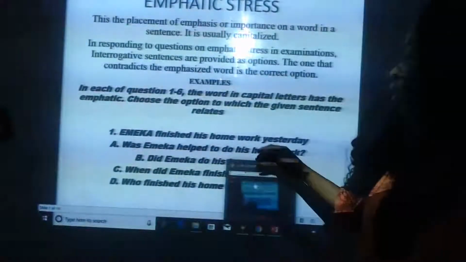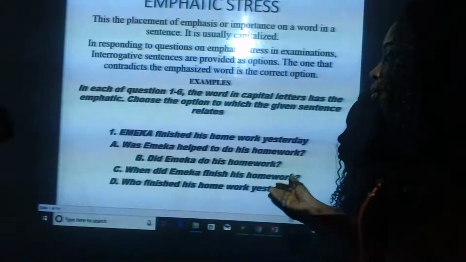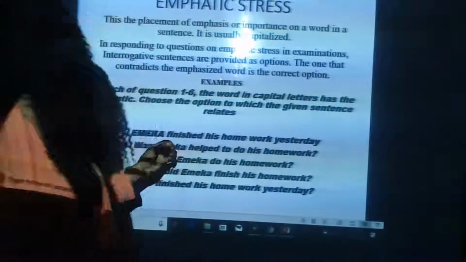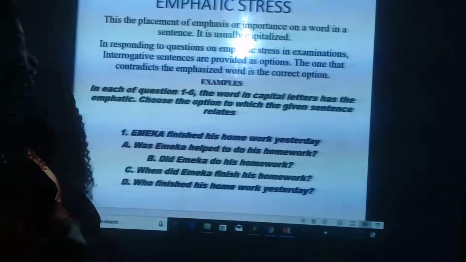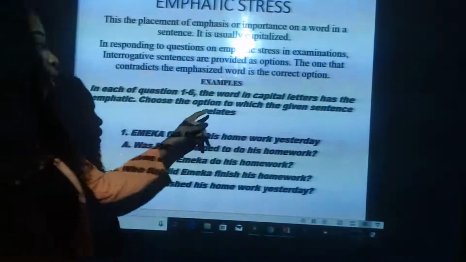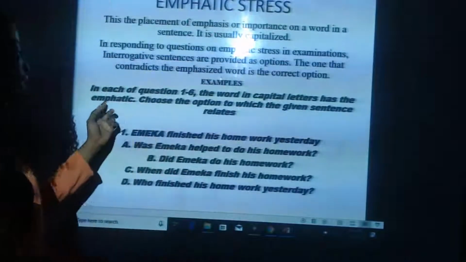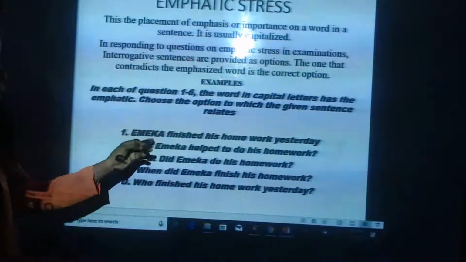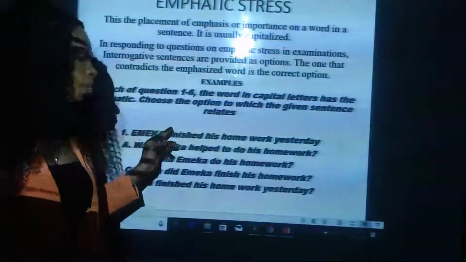And in responding to emphatic stress questions in your examination, they always come with the options as interrogative sentences. They are sentences that ask what? Questions. So the options always come with what? Interrogative sentences. For example, let's look at this. In each of the questions 1 to 6, the word in capital letters has the emphatic stress. It is simply asking you, from the options A to D, which one relates more to the emphasis.